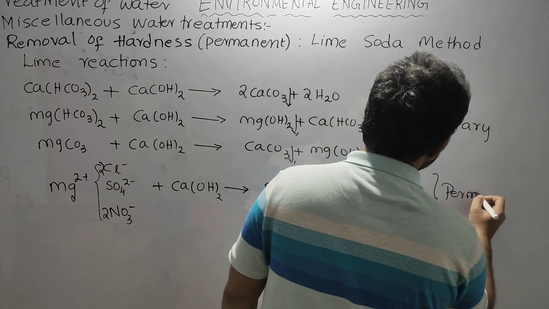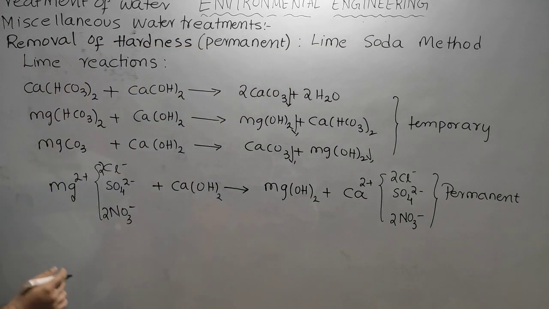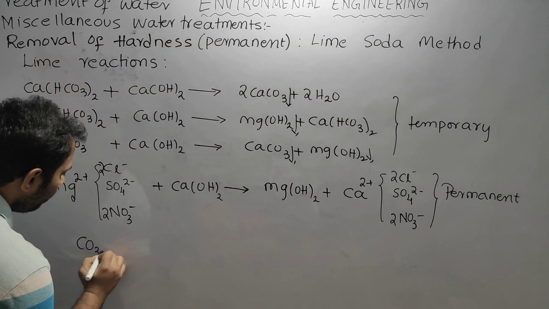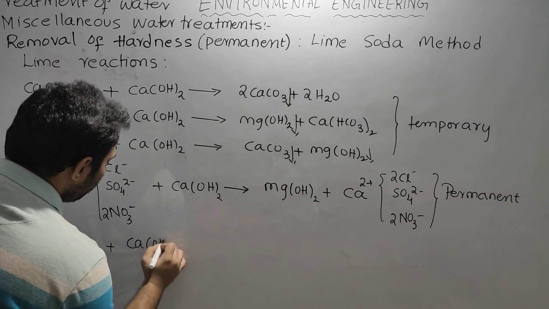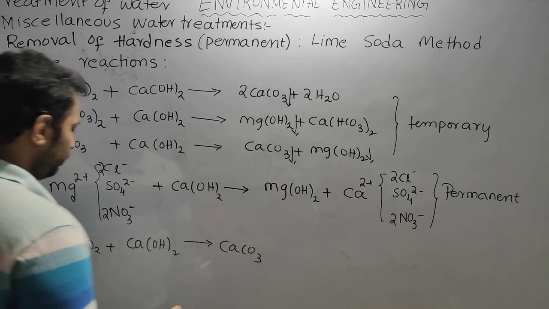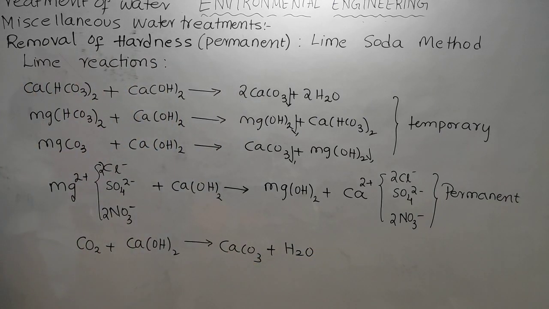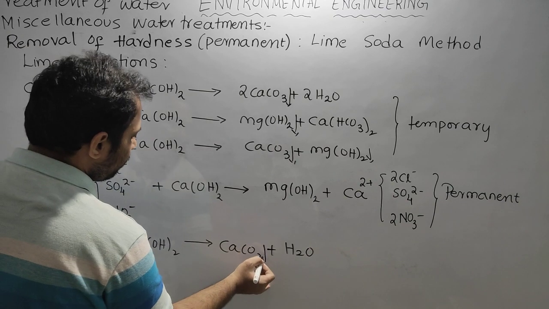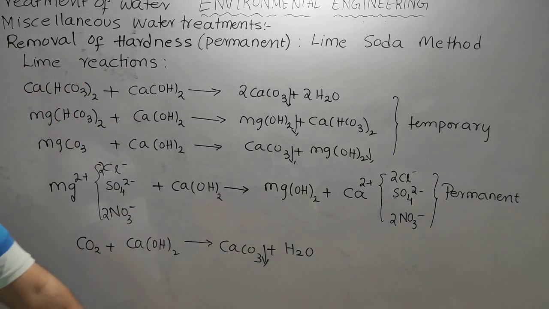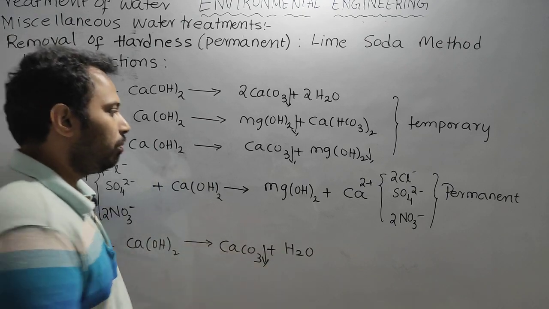This lime also removes dissolved gases such as CO2. If CO2 is present, lime reacts to form CaCO3 and H2O, and the CaCO3 gets separated. When CO2 is present, it can also be removed in the form of calcium carbonate precipitate. Wherever I am showing this, it can be removed.